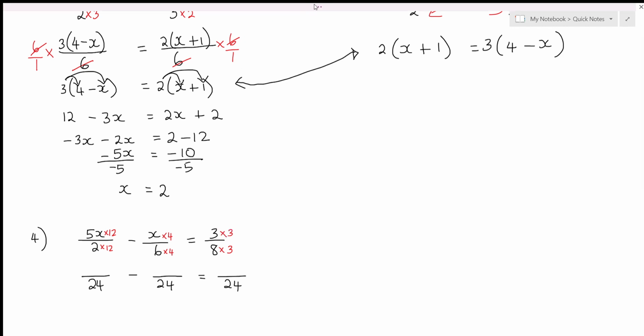And so in our next step, we're going to have 5x times 12, which is 60x, and x times 4, which is 4x, and 3 times 3, which is 9. Because on the left-hand side it's over 24, we can just go 60x minus 4x, which would give me 56x, equal to 9 over 24.